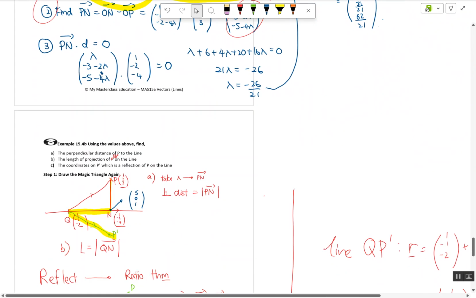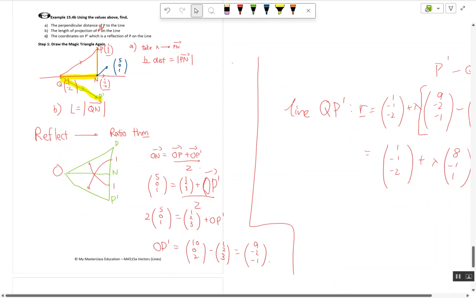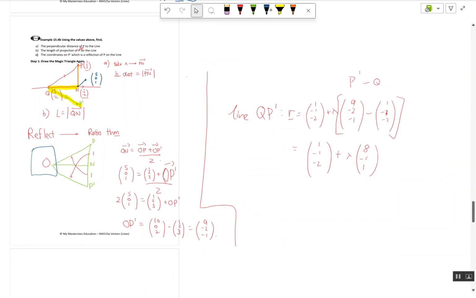And afterwards, if the question asks you to find the perpendicular distance, you see what the question wants in terms of a vector, find the vector, and then take the magnitude, either PN or QN. And when the question wants you to do reflection, use ratio theorem, and on top of the ratio theorem triangle, always use O, to find the coordinate on the other side. And if the question wants you to find the equation of a line, it is always a point plus lambda times a direction. How to get a direction? The difference of 2 points will always give you a direction.